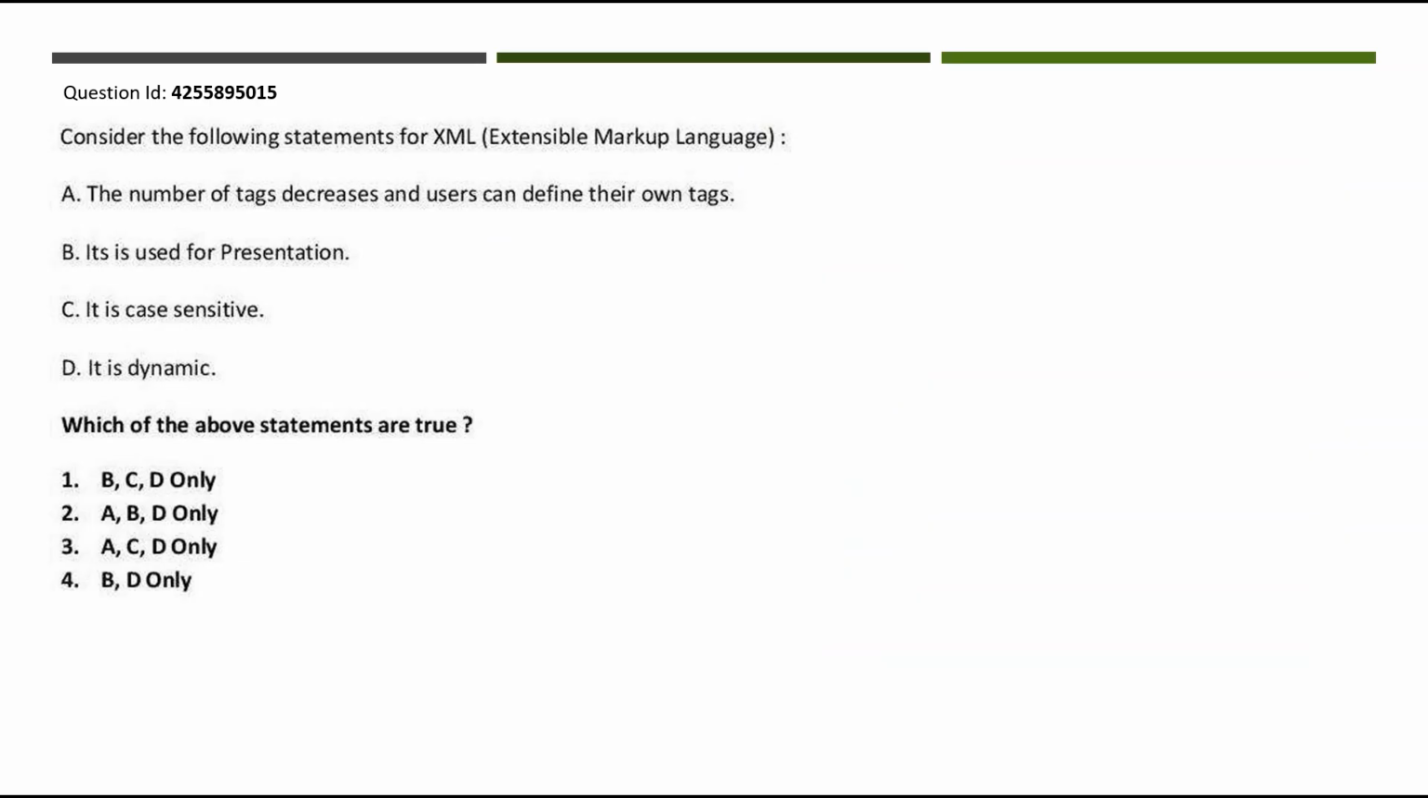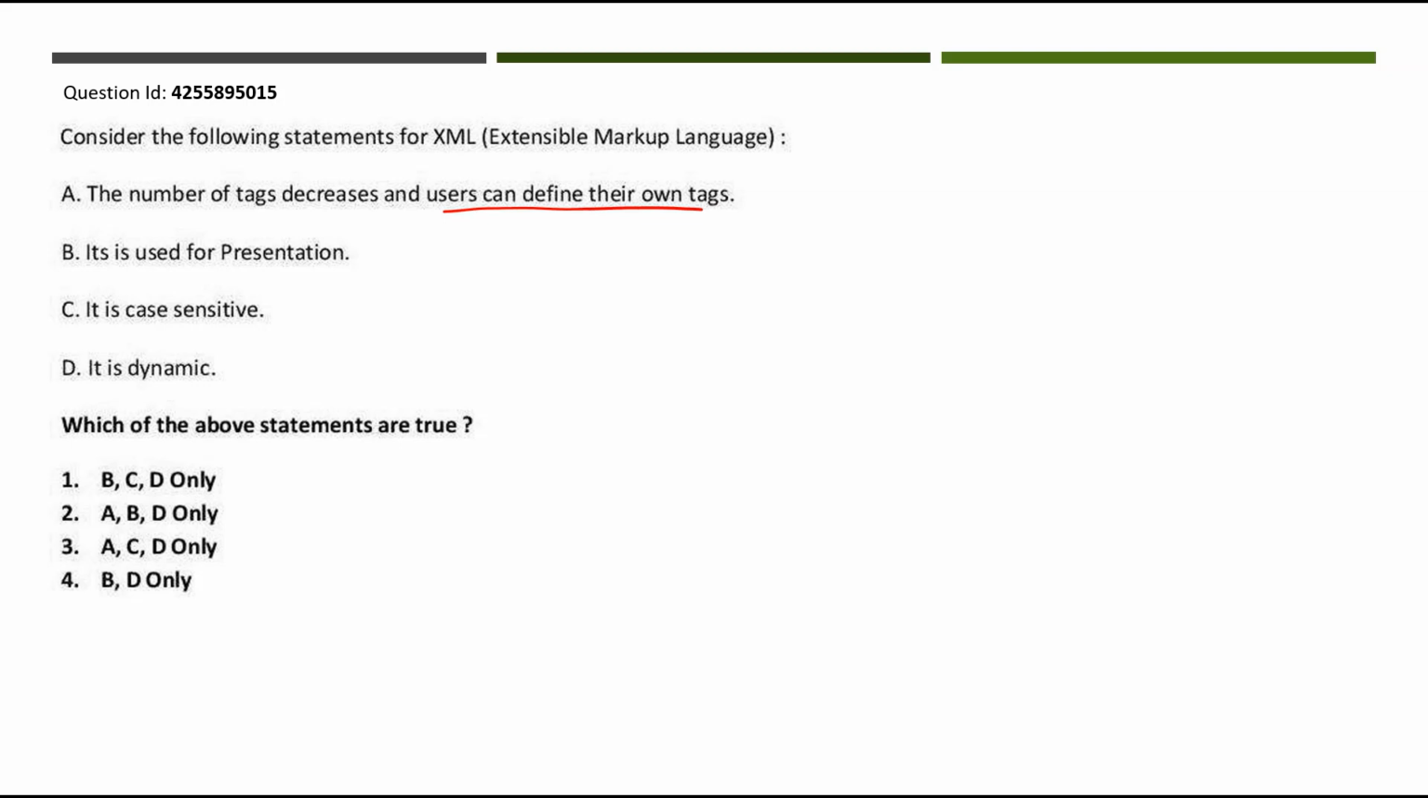Next question. Consider the following statements for XML, extensible markup language. The number of tags decreases and users can define their own tags. Actually, this part is definitely true. We can define our own tags. It's not like HTML. HTML has a specific set of tags. We have to use that only. But XML is not so.